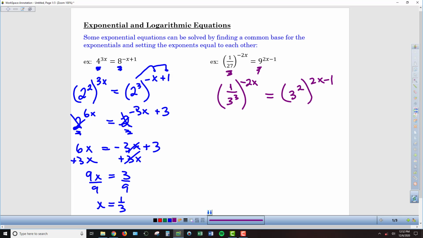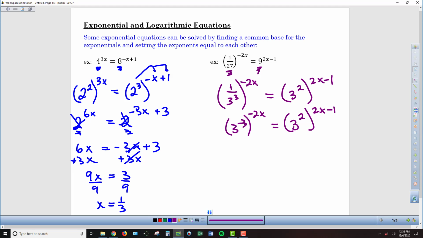Now the additional complication is that 3 to the third is in the bottom. I need that 3 to the third to be in the numerator, so I'm going to move it up by making that exponent negative. So I've got 3 to the negative third to the negative 2x is equal to, and then on this side I'll still leave it as 3 squared to the 2x minus 1.